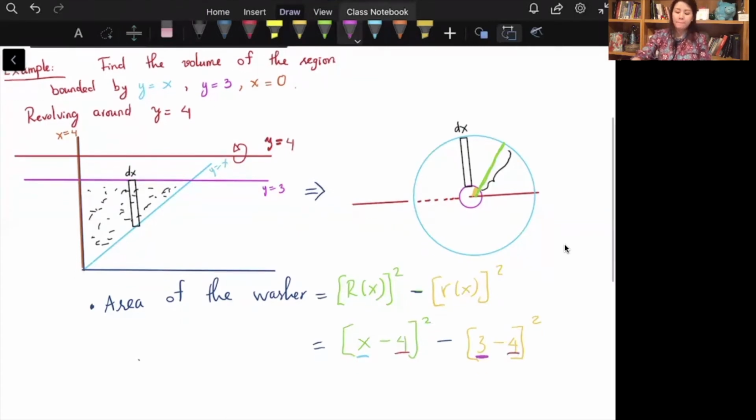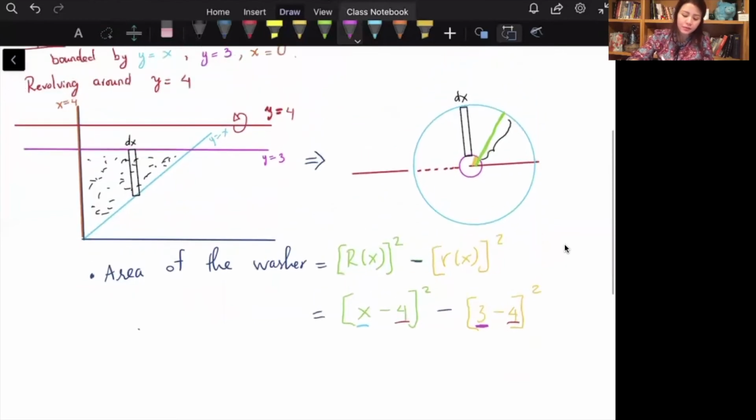Okay, so let's clean this up a little bit. If I FOIL out the x minus 4 squared, I have x squared minus 8x plus 16, minus 9, or x squared minus 8x plus 7. Okay, so that's big R of x squared minus little r of x squared.